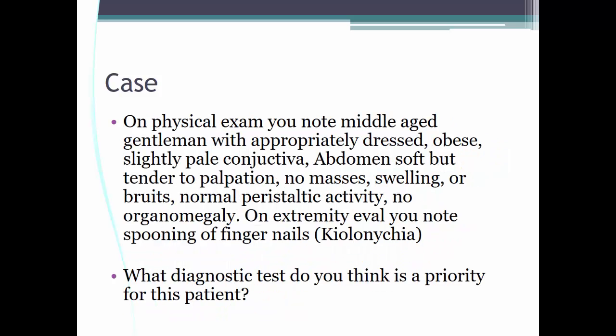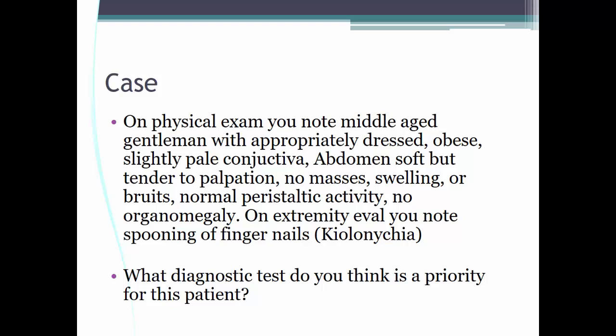On physical examination, a middle-aged gentleman, appropriately dressed, obese, with pale conjunctiva due to anemia, abdomen soft but tender to palpation, no masses or swelling, no bruits, normal peristaltic activity, no organomegaly. On extremity evaluation, spoon nails from anemia, which is koilonychia. So, what do you think is the diagnosis?